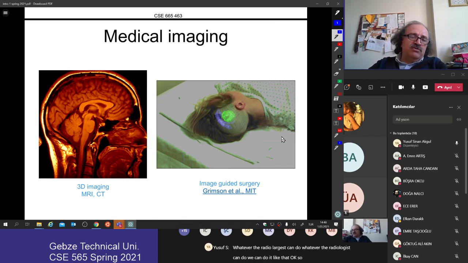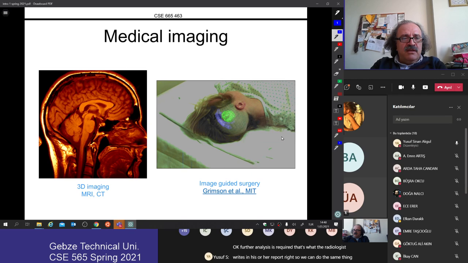So what does the radiologist do? The radiologist takes this MRI or computed tomography image and analyzes the image and says that I see everything normal in this case. Or sometimes says that I see an abnormal growth at this area of the brain. Okay, further analysis is required. That's what the radiologist writes in his or her report, right? So we can do the same thing with computer vision. Nowadays, there are expert computer vision systems that are doing as good as and sometimes better than their human counterparts. Okay, this is now possible.